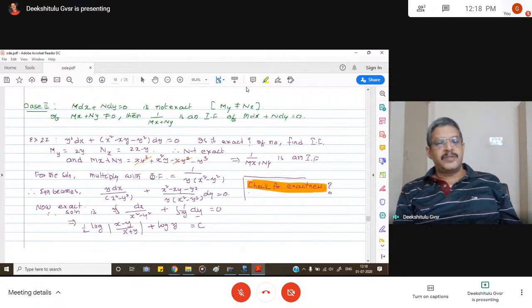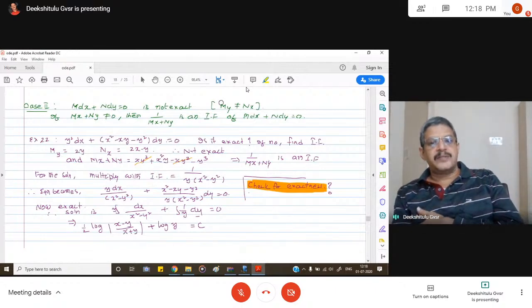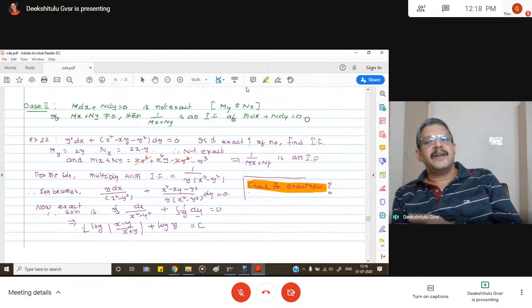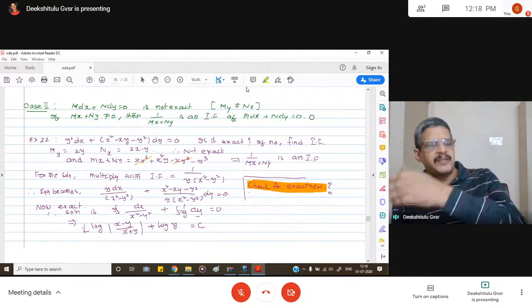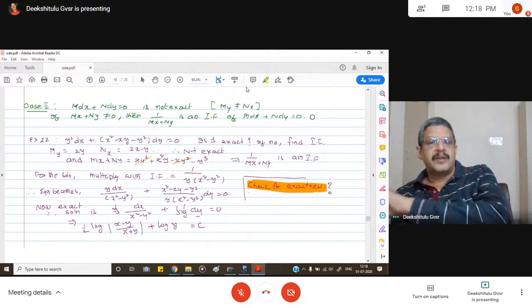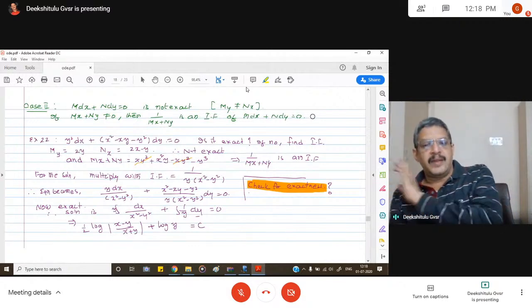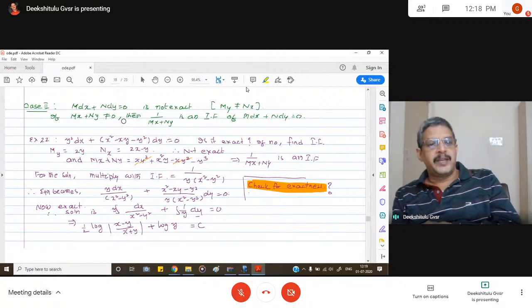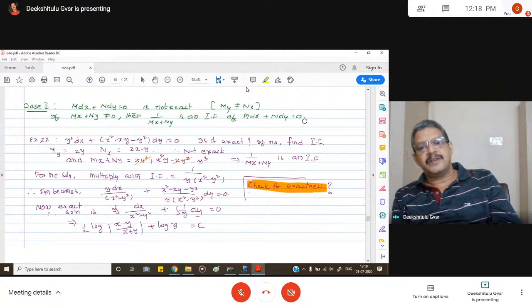If Mdx plus Ndy is not an exact equation and Mx plus Ny is not equal to 0, what is an integrating factor for the given equation? 1 by Mx plus Ny, 1 by Mx minus Ny, Mx, Ny. Different options are given. So the rule is, whenever Mdx plus Ndy is not exact and Mx plus Ny is not equal to 0, then 1 by Mx plus Ny is an integrating factor of this equation.